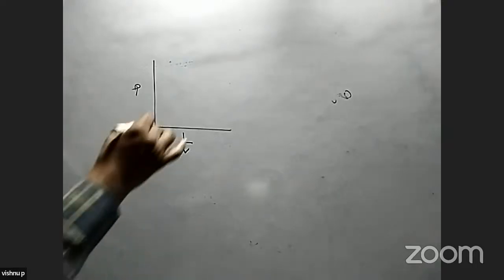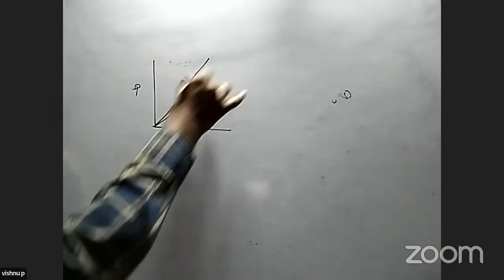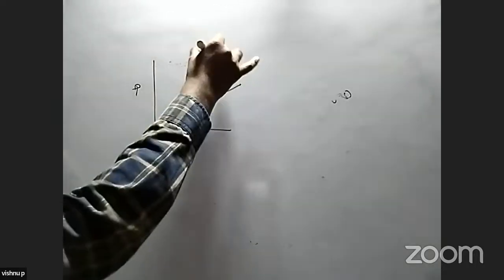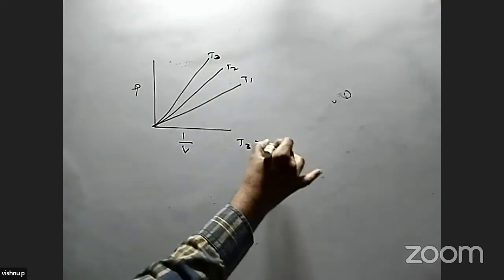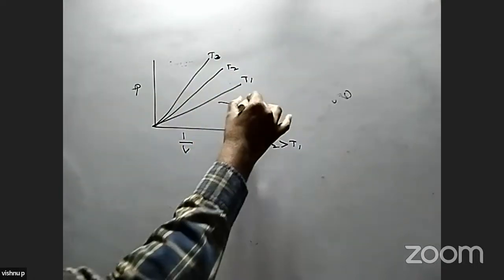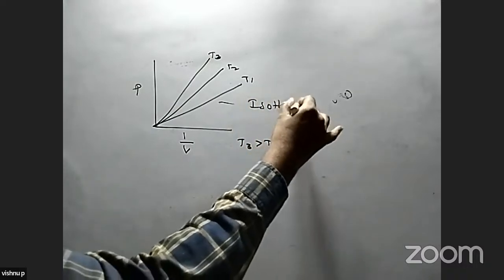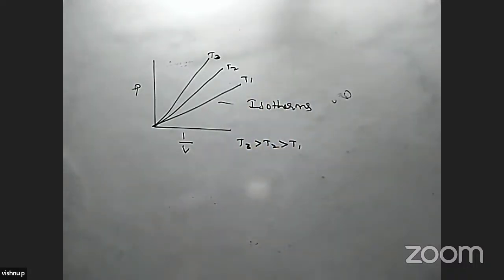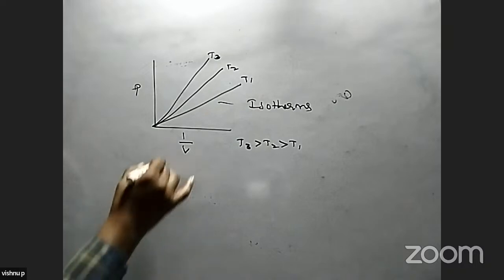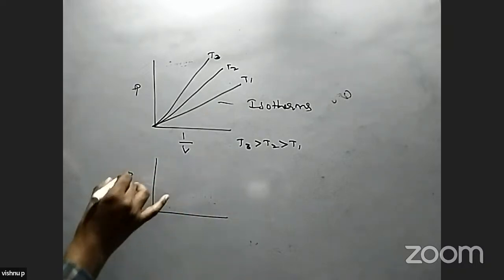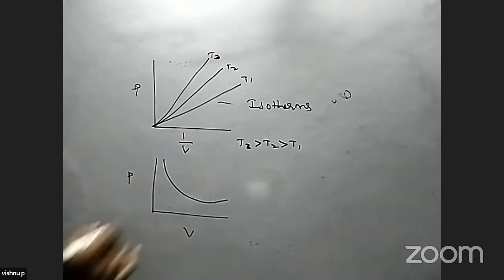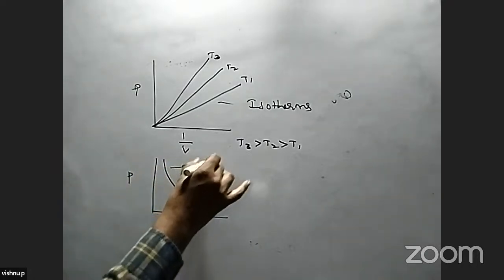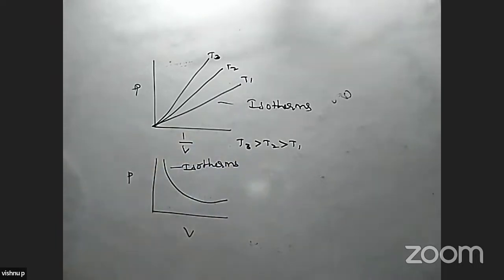And here we get these graphs at different temperature conditions, T3, T2, T1, where T3 is greater than T2, which is greater than T1. These are called isotherms. Or we get this relation between pressure and volume, a rectangular hyperbola. This is called the isotherm. It indicates pressure is inversely proportional to volume.